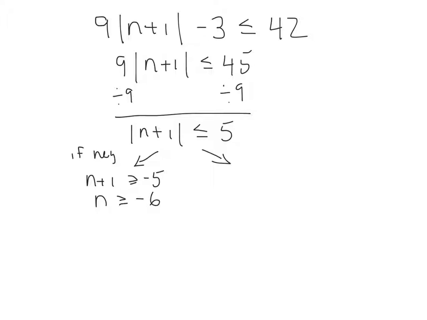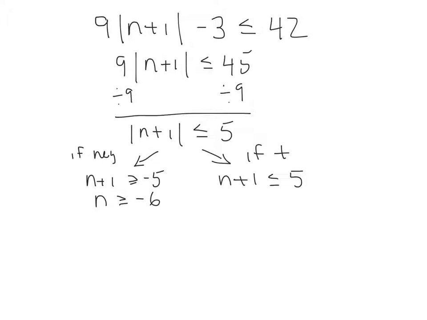And over here is if positive, we're going to get the case of n plus 1 having to be trapped inside 5. In other words, the absolute value of n plus 1 in this case, or n plus 1 in this case, is trapped between 5 and -5 on the number line. So what does that mean for n?